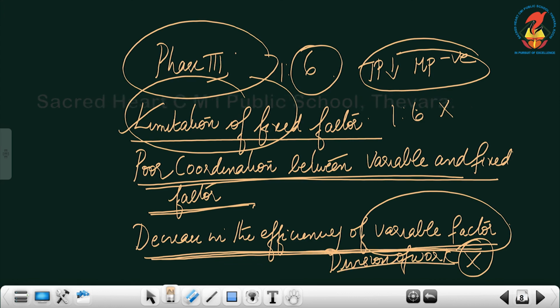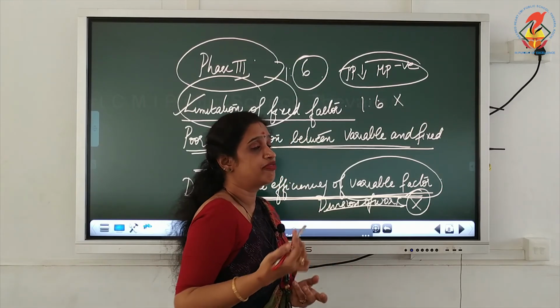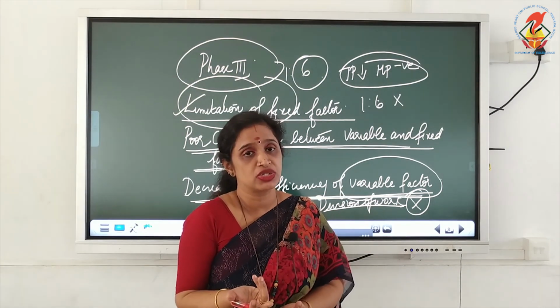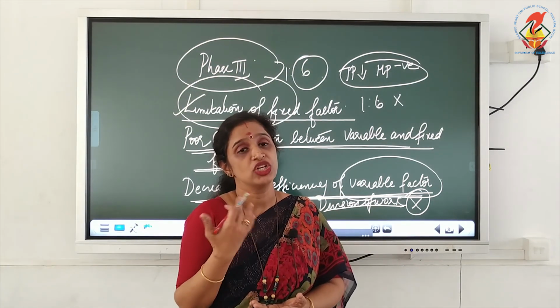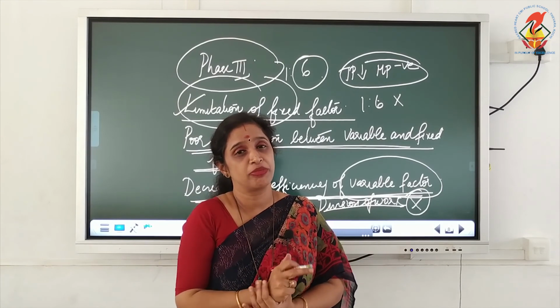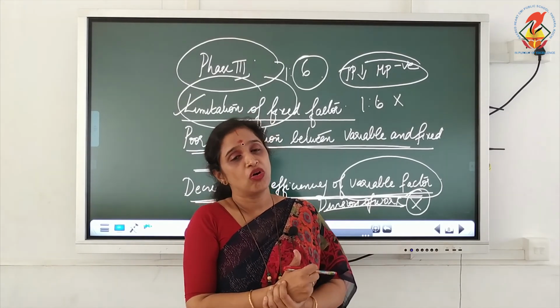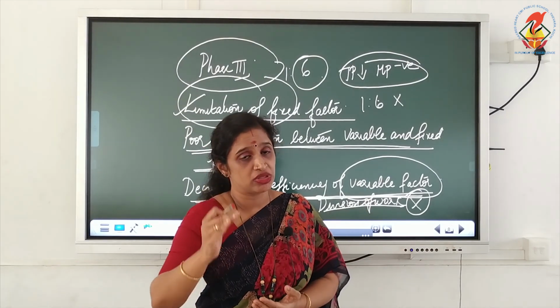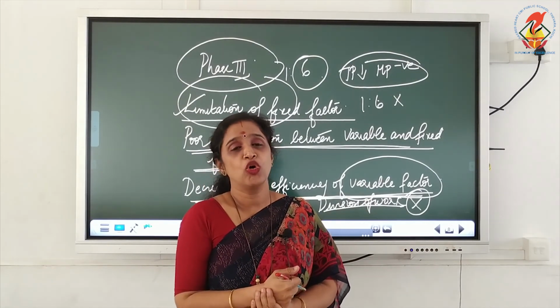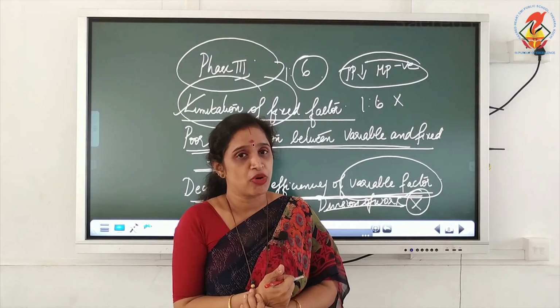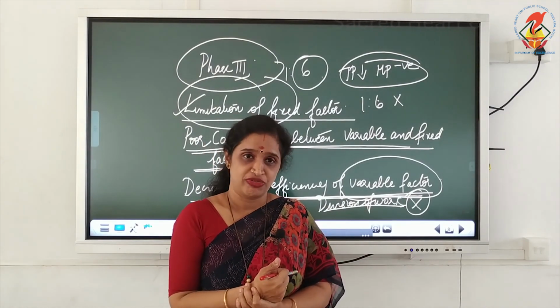Decrease in the efficiency of the variable factor. That means in front of a machine, 6 workers, their work is not defined, division of work is not there. Therefore, in the third stage, total productivity will fall and marginal productivity becomes negative. So these are the reasons for the law of variable proportion based on the 3 phases. And I hope this law of variable proportion is very clear to you, and this is very, very important from the examination point of view. Thank you.